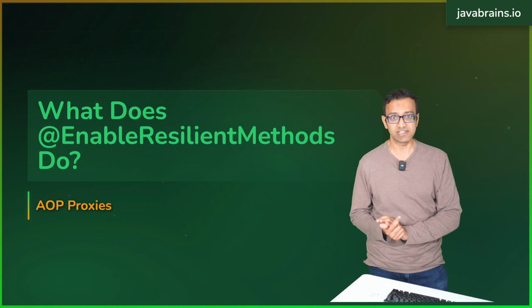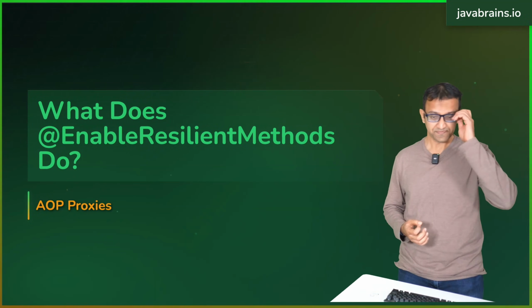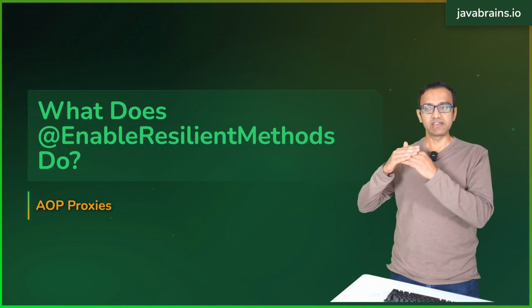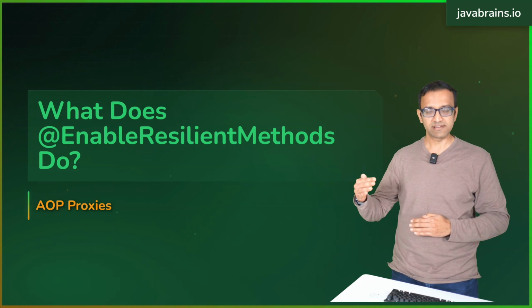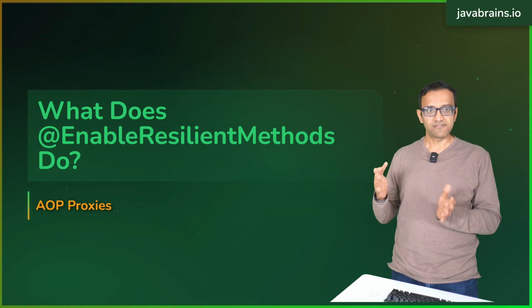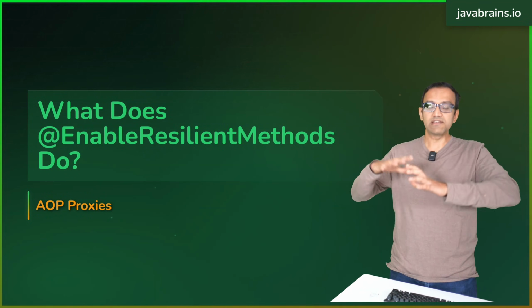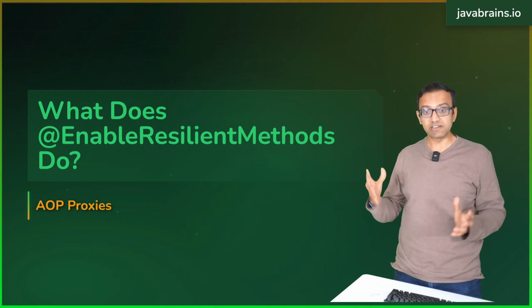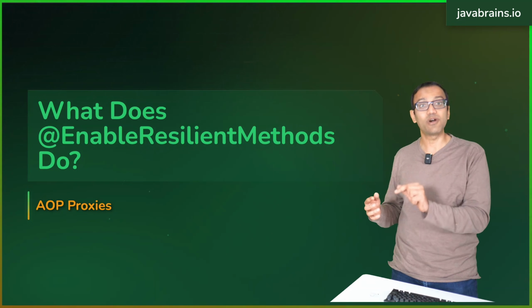It's AOP proxies. You folks know how transactional works. There's a transactional annotation. If you stick a transactional on top of a method, Spring is going to start the transaction before the method executes, and then it's going to end the transaction, commit or rollback, after the method completes. This is very similar. It's basically wrapping this method. Once you stick a retryable on a method, Spring wraps it in a proxy. You don't know it. You think you're calling the method, but you're actually calling the proxy.